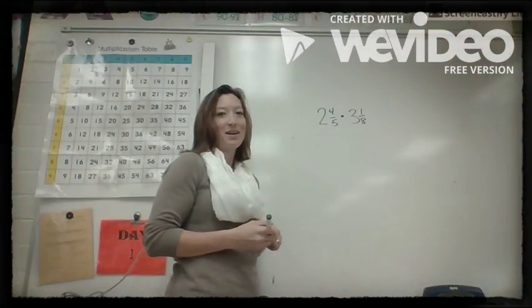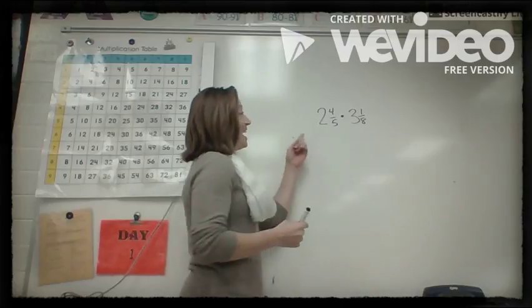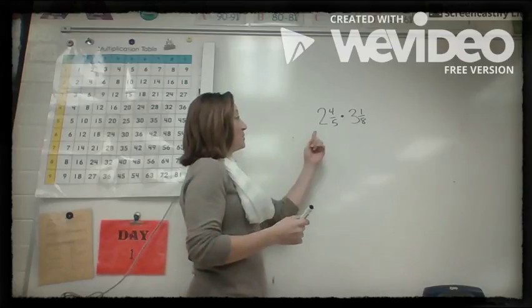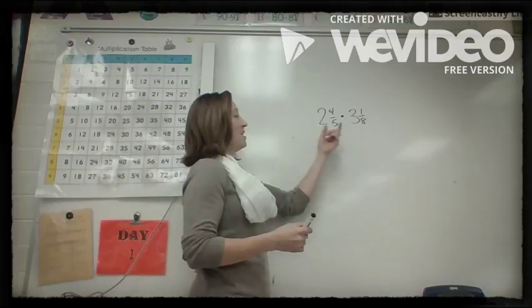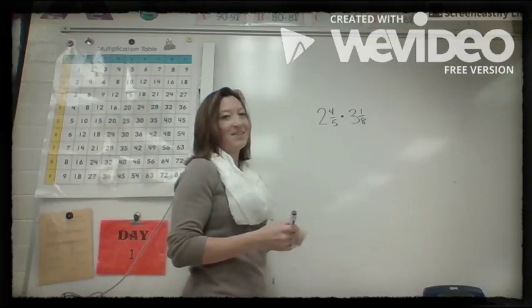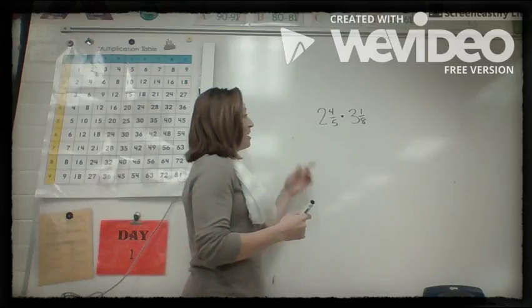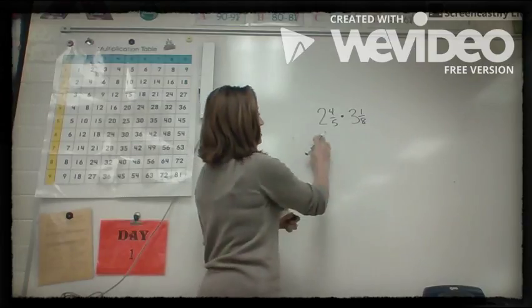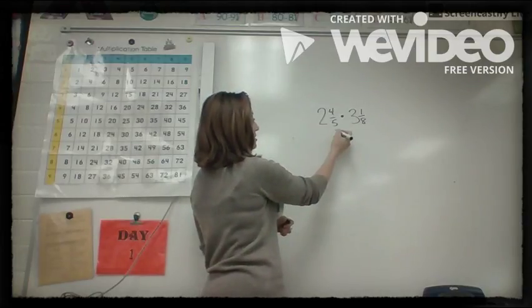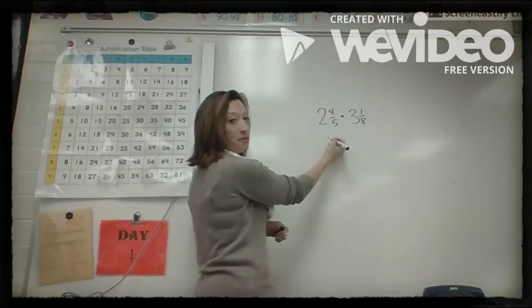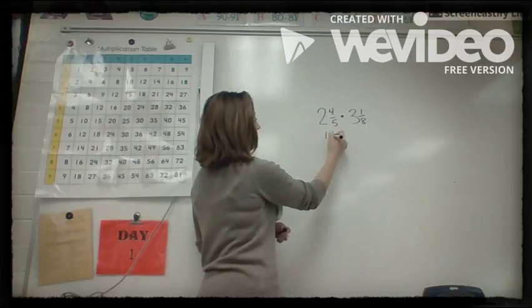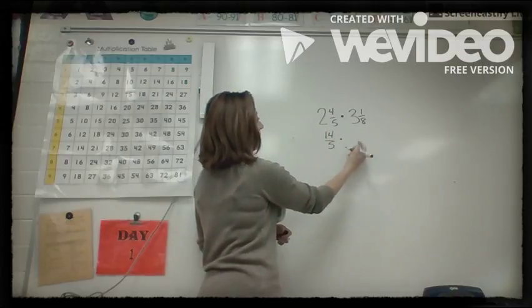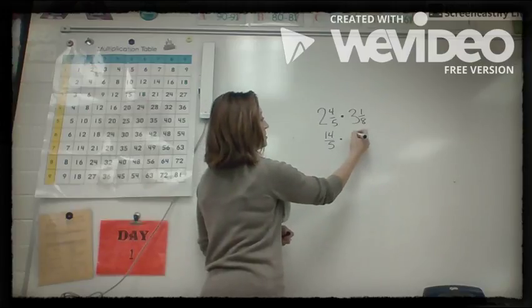on how to multiply mixed numbers. Now, a lot of times students want to start out and they just want to multiply the whole numbers and then multiply the fractions, but that's an incorrect procedure. What we have to do first is change these mixed numbers to improper fractions. So 2 4/5 would become 14/5. 3 1/8 would become 25/8.